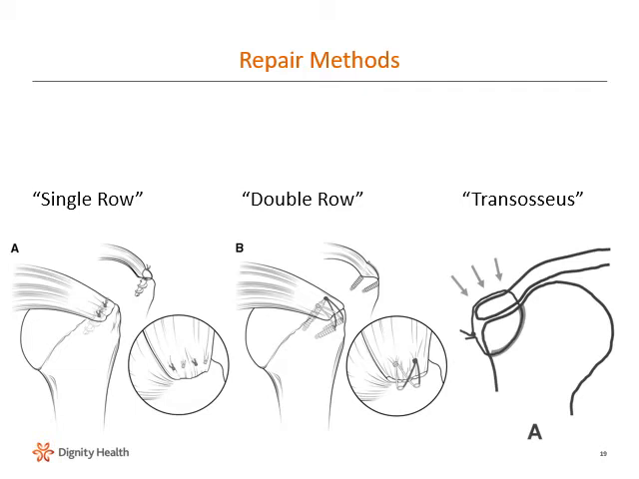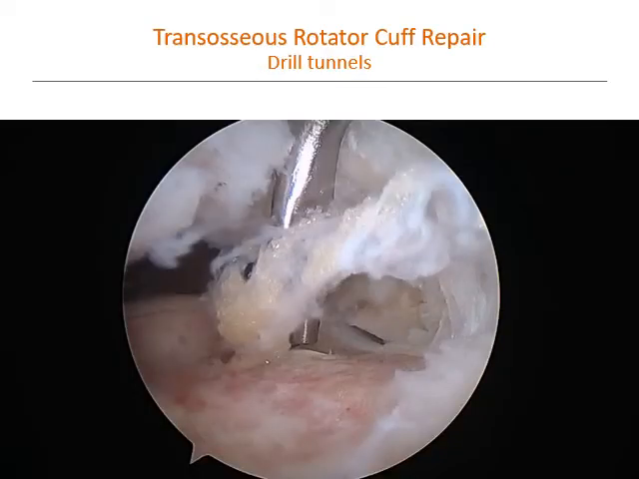Transosseous, again, osseous meaning bone, so there's a tunnel that goes through the bone. The stitches go through the tunnel and are tied, again compressing the rotator cuff onto the bone, quite similar to this double row type technique. So we're going to be viewing a transosseous rotator cuff repair.